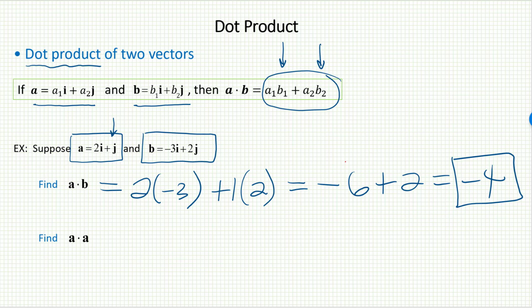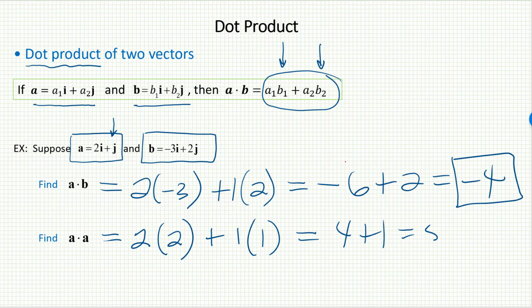Now, an interesting thing happens when you dot a vector with itself. So I'm being asked here, find the dot product of A dot A. Well, I would do the same thing. I would multiply the two horizontal components together. That would be 2 and 2. And then 1 and 1 for the two vertical components. And this comes out to be 5.